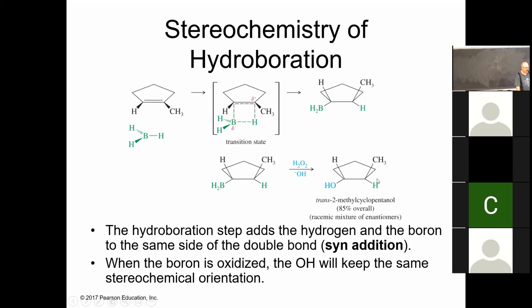Since we are generating two new stereocenters, we'll get a racemic mixture of enantiomers.